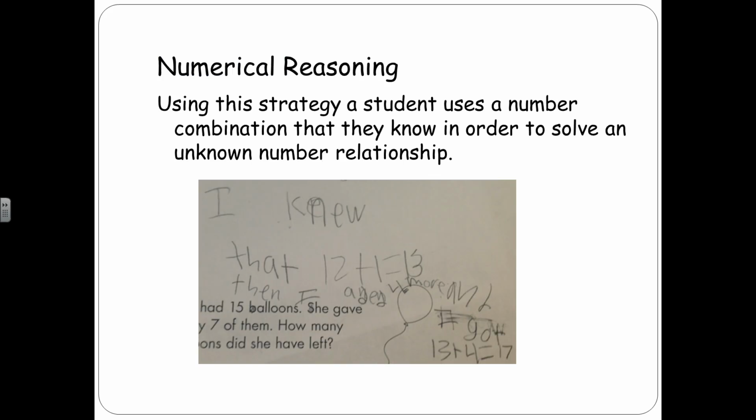Numerical reasoning. Using this strategy, a student uses a number combination that they know in order to solve an unknown number relationship. For example, this student said, I knew that 12 plus 1 is 13, and then I added 4 more, and I got 13 plus 4 equals 17.